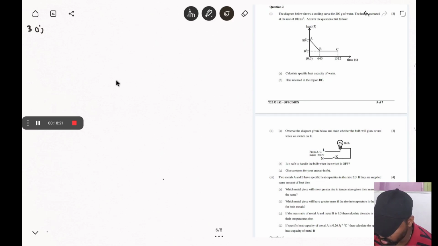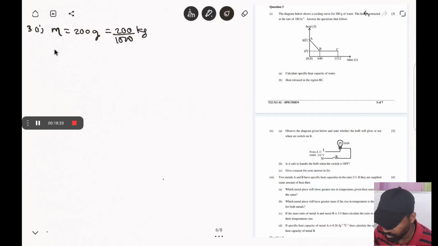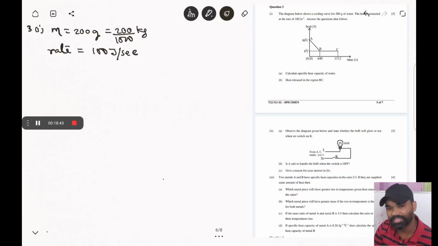The diagram below shows a cooling curve for 200 gram of water, which is the mass is 200 gram. I'm changing it to kg, 200 by 1000 kg. At a rate at which the heat is extracted is 100 joule per second. They've given this. Yes or no?